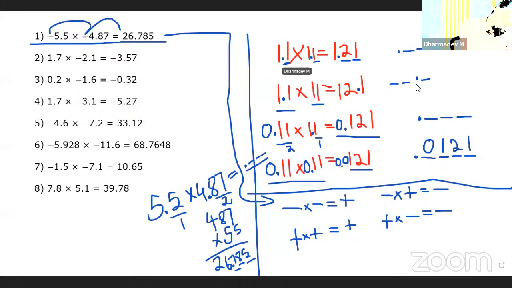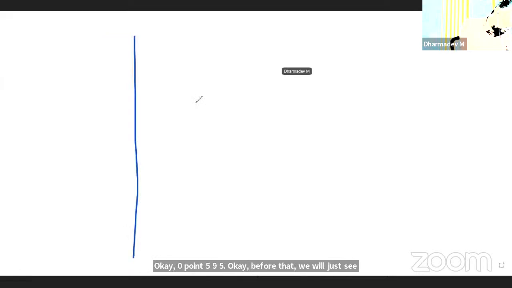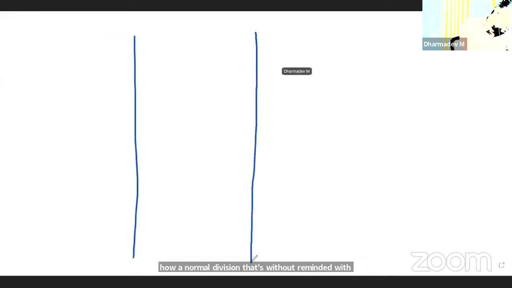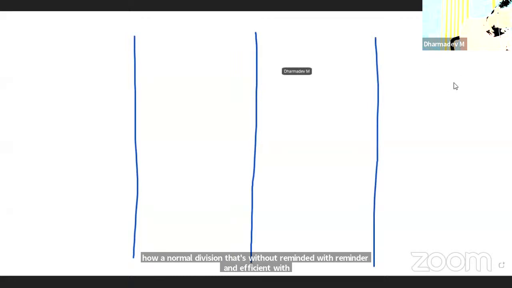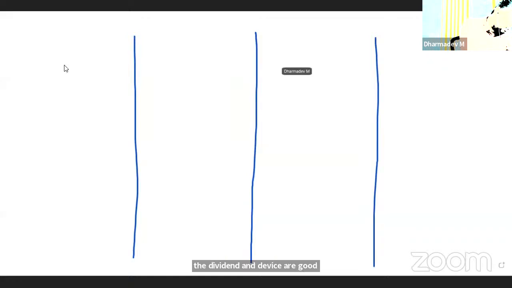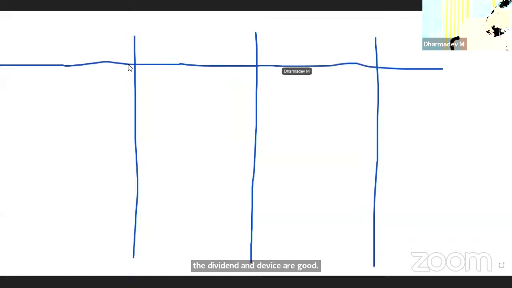Okay, I'm clearing the frame. It's based on division. I'm just taking up one sample question, 0.595. Before that, we will see how a normal division works: without remainder, with remainder, with a decimal, and with the dividend and divisor as decimals. So there are 4 types of division that you can carry on with.